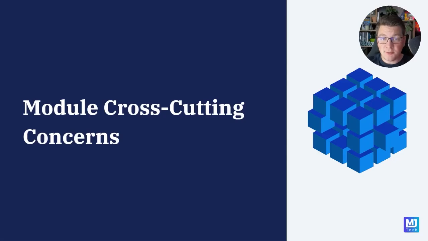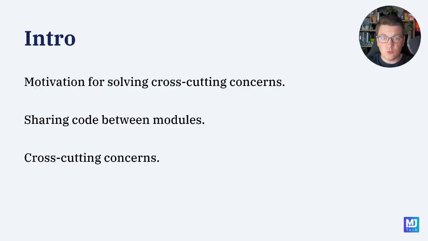Welcome to the next chapter in this course, Module Cross-Cutting Concerns. Before we dive into writing the code for this chapter, I think it's worthwhile to spend some time and discuss what should our motivation be to solve cross-cutting concerns in any kind of application and especially inside of a modular monolith. I also want to discuss how you can approach sharing the code between modules and what could be the implications and some trade-offs that you could be making when doing this. And then I'm going to discuss the cross-cutting concerns that we will be implementing as part of this chapter.